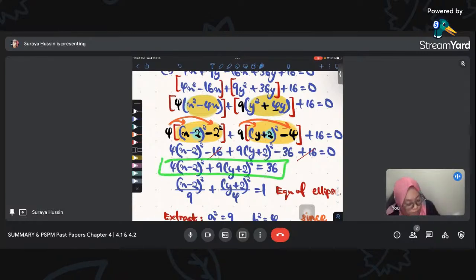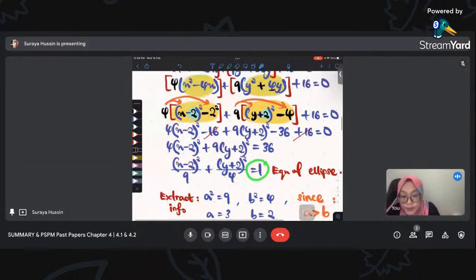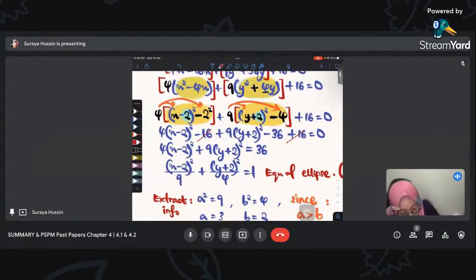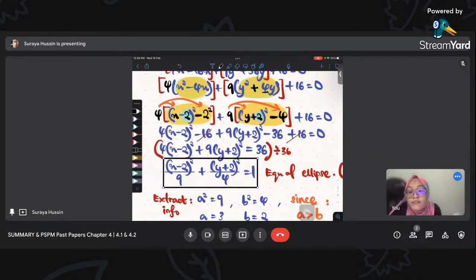Cannot. We must, in order to get the equation of ellipse, kena ikut, we always must get equal to 1. Make sure you get equal to 1, barulah you boleh panggil the equation of ellipse. Okay. And so you bahagilah. You tak ada pilihan melainkan you bahagi semua dengan 36. You bahagikan semua dengan 36, you dapatlah your very, very successful equation of ellipse. Ta-da! Your very, very successful equation of ellipse.